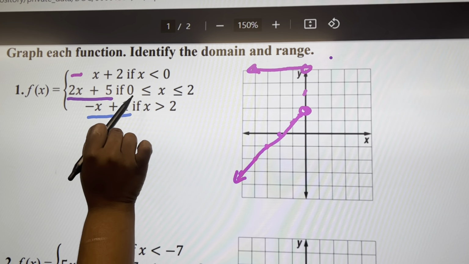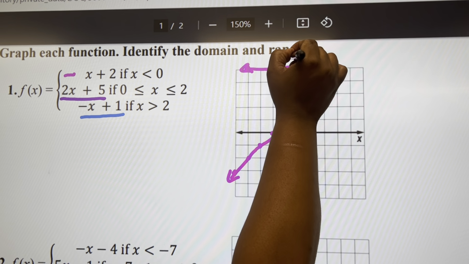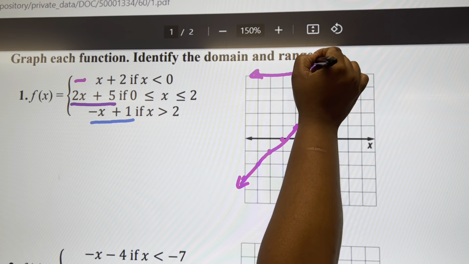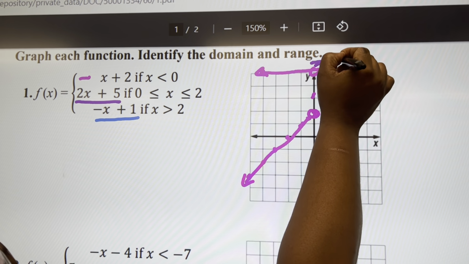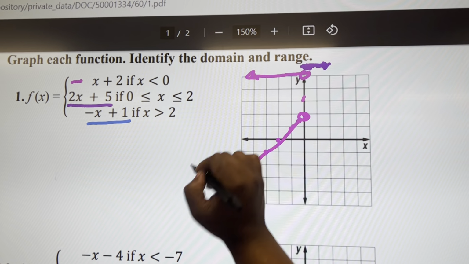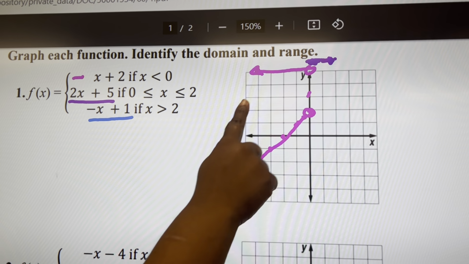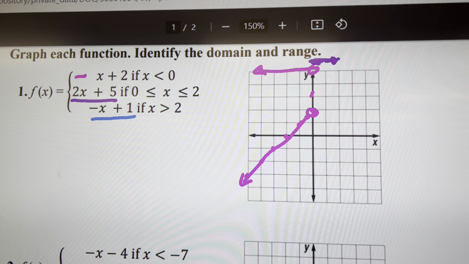And then, but greater than or equal to 0. I'm going to put a solid circle above 0. The rest of my graph should be in between here. All right, we get the idea. It's only between this segment right here.